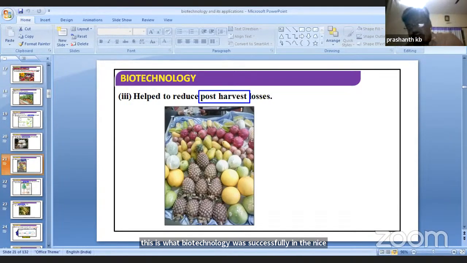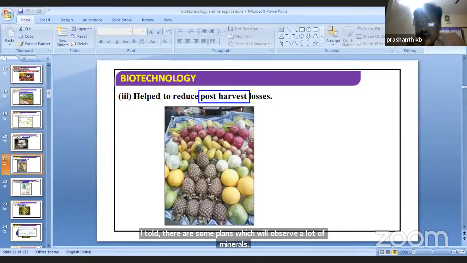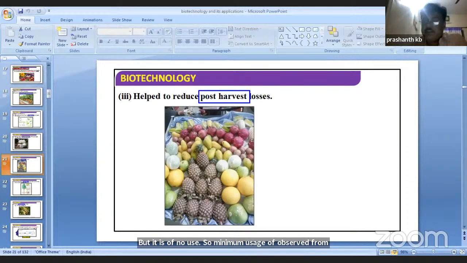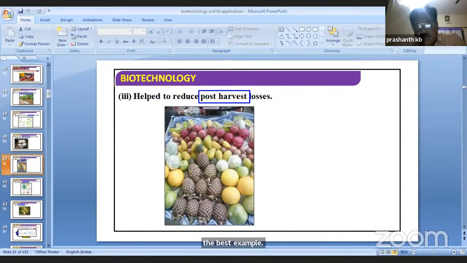Increase efficiency of mineral usage. As I told, there are some plants which absorb a lot of minerals, but it is of no use. So minimum usage of minerals absorbed from the root system was developed by biotechnologists only. Next, enhancing the nutritive value. As I told, golden rice is the best example, rich in vitamin A. Tailor-made crops means alternate crops. It can be used, in a simple way, instead of starch, fuel, and pharmaceutical, simple answer.